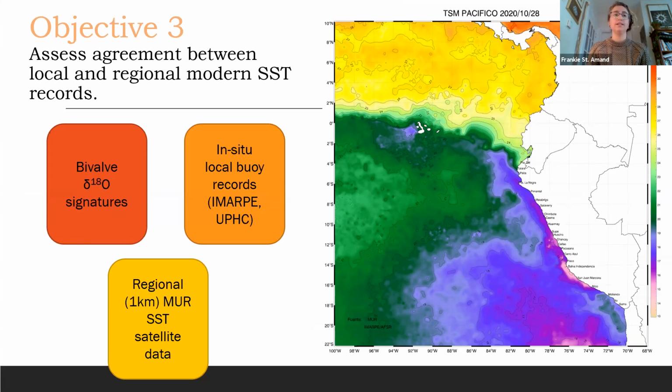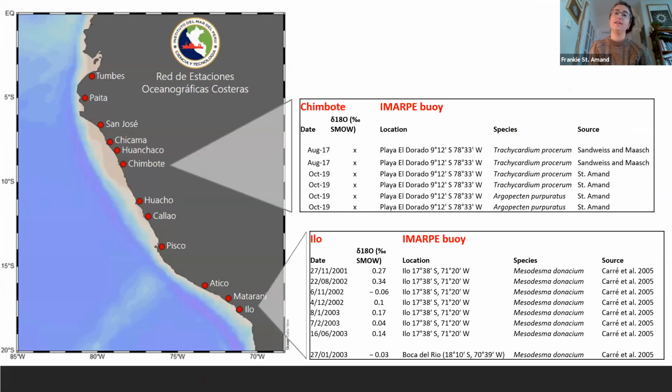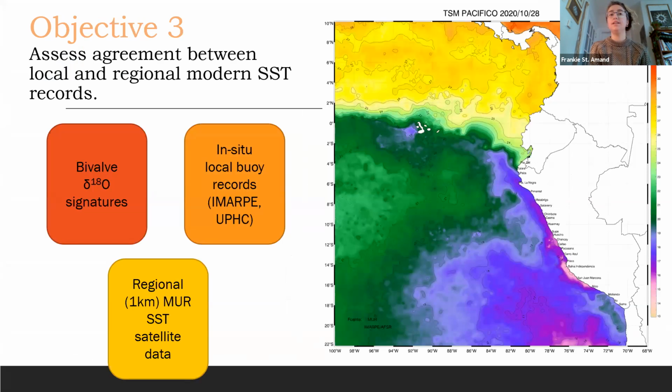But what I want to do is take the bivalve signatures, here's just a subset of data as an example, take their Delta 018 signatures, calculate sea surface temperature from that, and then compare those to the buoys near where they're harvested, as well as the satellite data, to get a closer understanding of what the differences are and what the strengths of the bivalve data and the satellite data are. Is it accurately reflecting the in situ records from Imarpe along the coast?